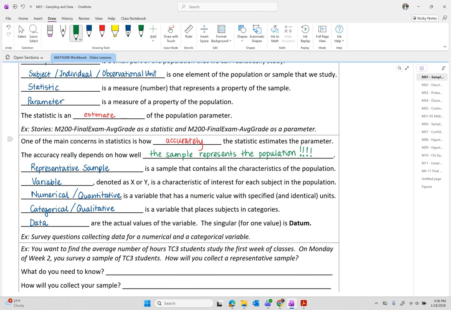Are you the first child? Are you a middle child? Or are you the youngest child in your family? I could have asked you, does your last name begin with a vowel or with a consonant?